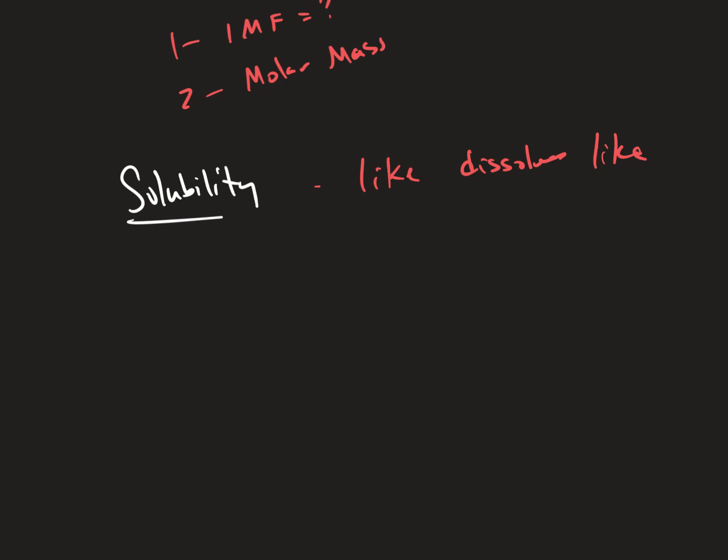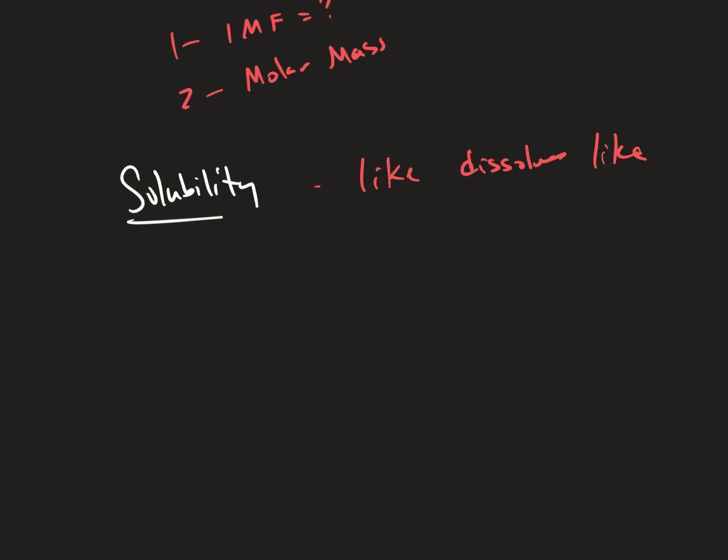Nonpolar dissolves nonpolar. So for example, we'll say, which of the following dissolves best in this compound? Whichever one is most like that compound. If that compound has hydrogen bonding, then it's the one that has hydrogen bonding. If it's London dispersion, or nonpolar, whichever one's the most nonpolar. What if they're all polar? Which one dissolves the most in it? The one that is closest like it.